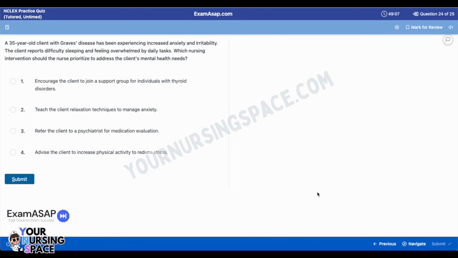Here are the options. Option 1. Encourage the client to join a support group for individuals with thyroid disorders. Option 2. Teach the client relaxation techniques to manage anxiety. Option 3. Refer the client to a psychiatrist for medication evaluation. Option 4. Advise the client to increase physical activity to reduce stress.